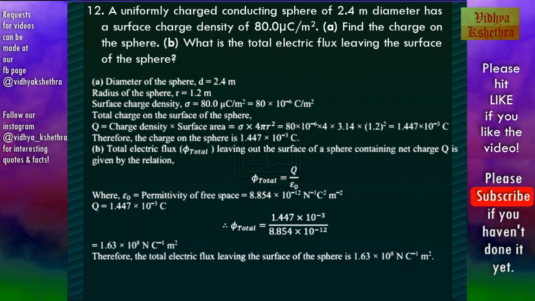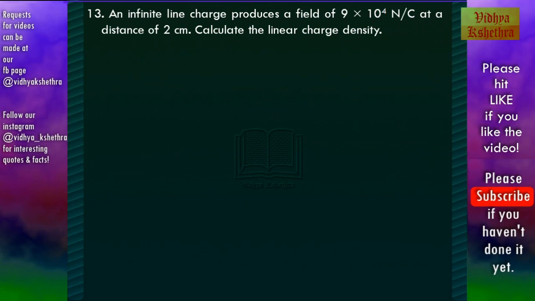Now substituting the values for Q and epsilon 0, we get the value as phi total is equal to 1.63 into 10 raised to 8 Newton Coulomb raised to minus 1 meter square. Therefore, the total electric flux leaving the surface of the sphere is 1.63 into 10 raised to 8 Newton Coulomb raised to minus 1 meter square. Now for the 13th problem. An infinite line charge produces a field density of 9 into 10 raised to 4 Newton per Coulomb at a distance of 2 cm. Calculate the linear charge density.